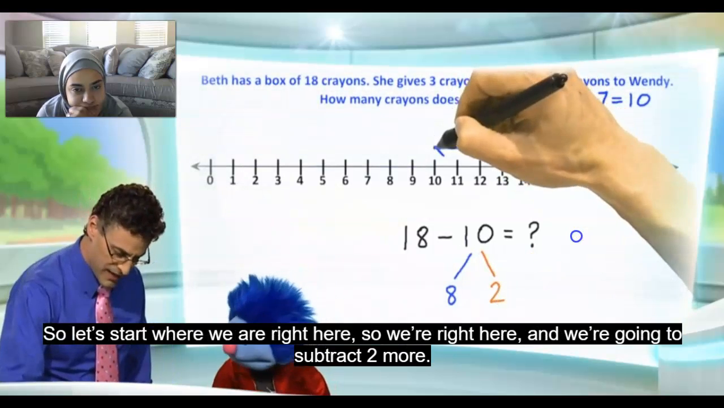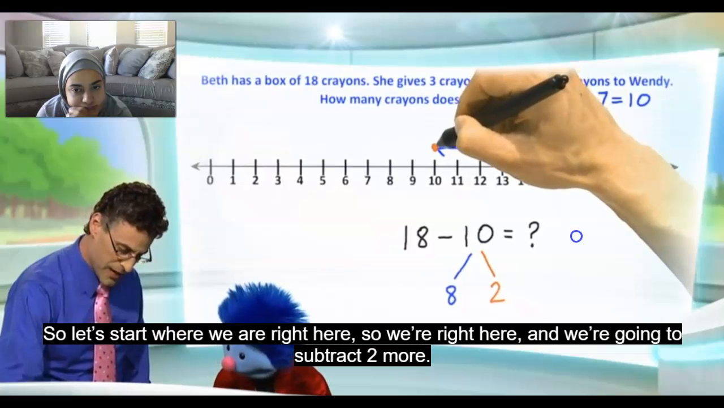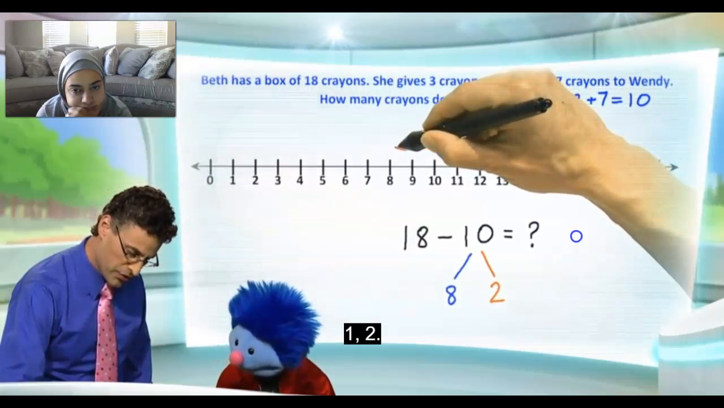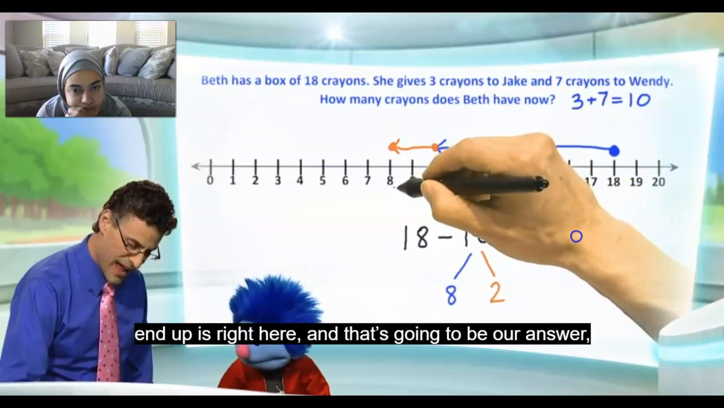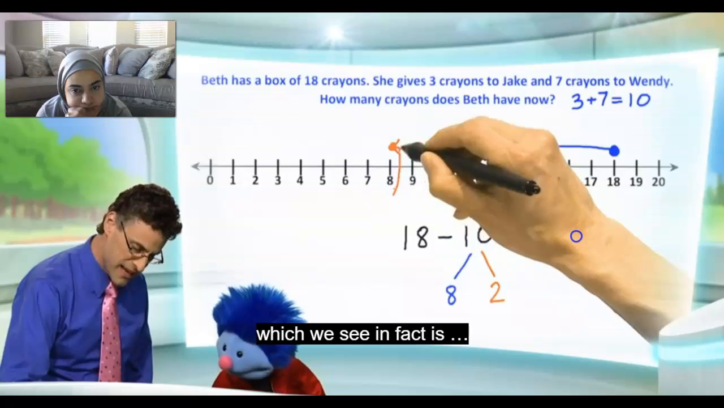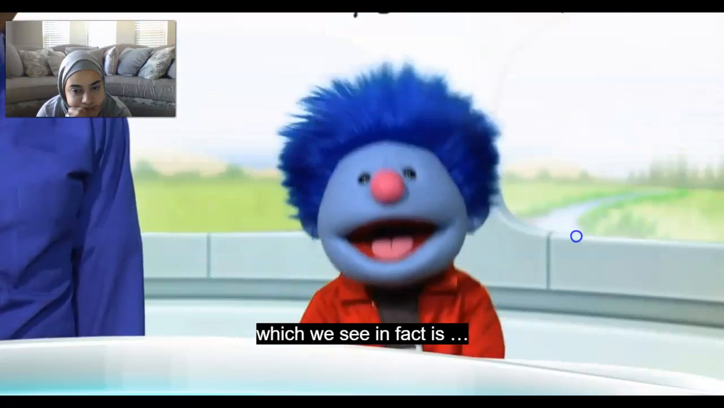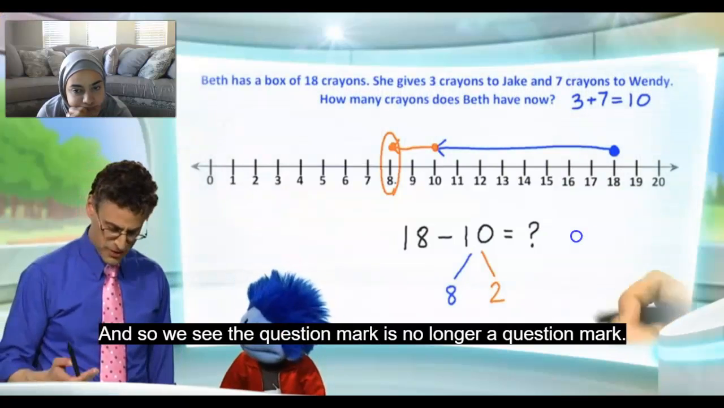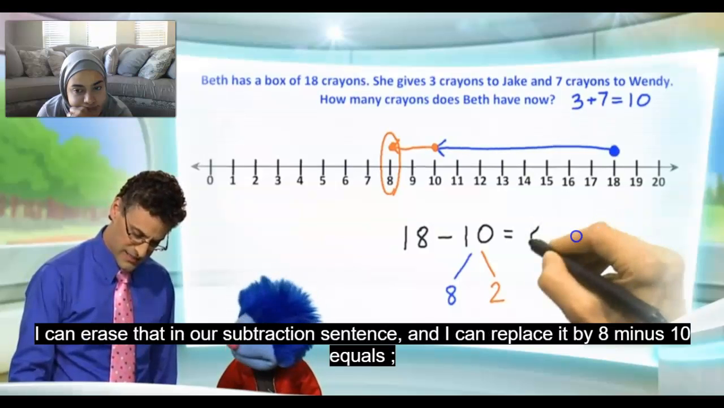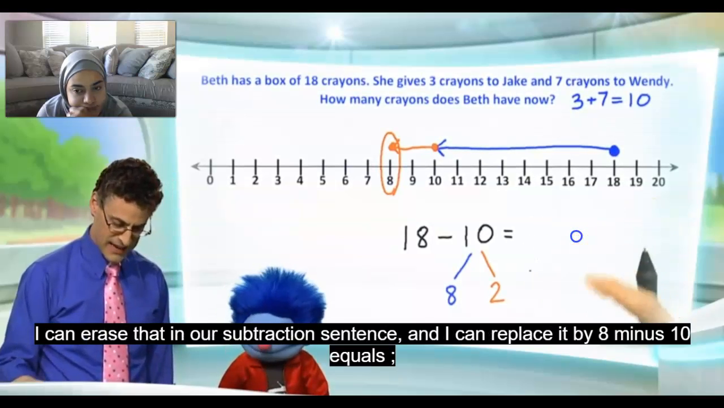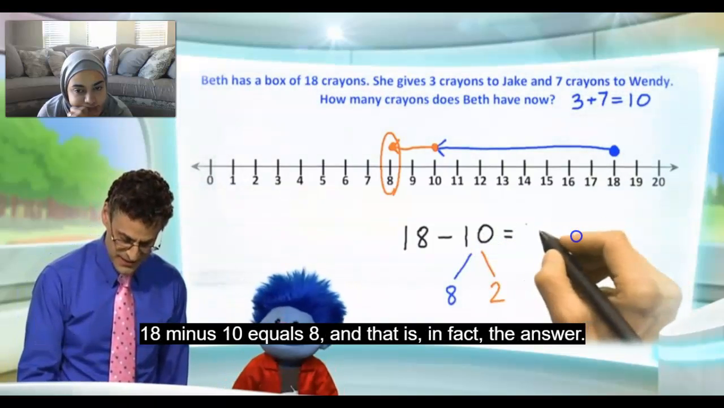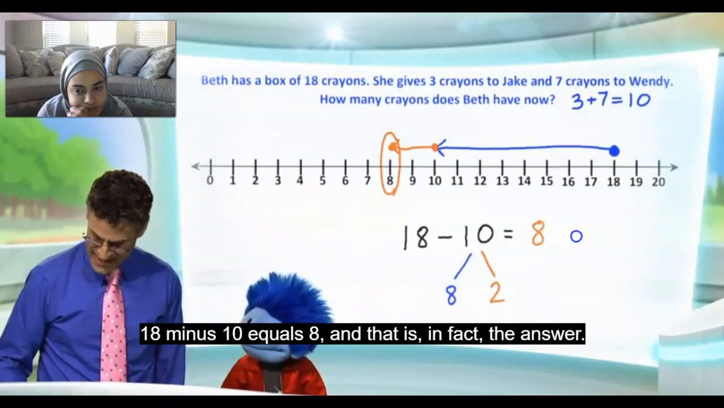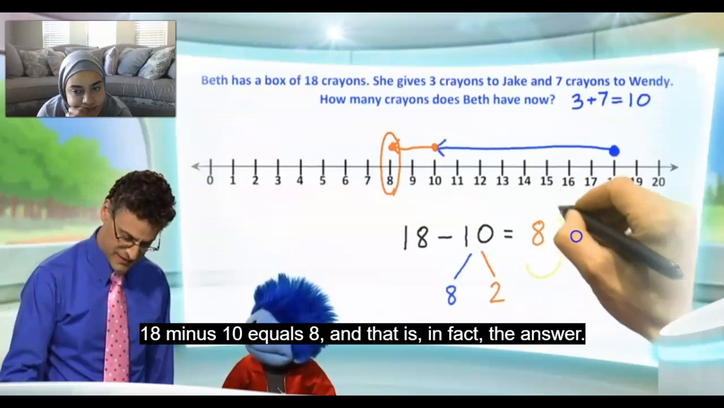So let's start where we are right here. So we're right here, and we're going to subtract 2 more. 1, 2, and where we end up is right here, and that's going to be our answer, which we see, in fact, is 8. And so we see the question mark is no longer a question mark. I can erase that in our subtraction sentence, and I can replace it by 18 minus 10 equals 8. And that is, in fact, the answer.